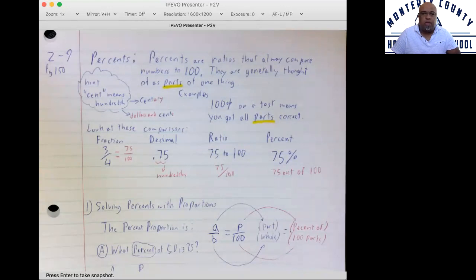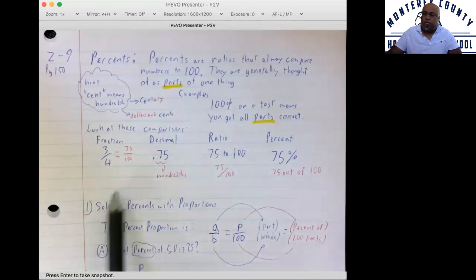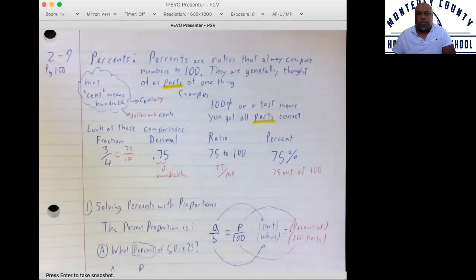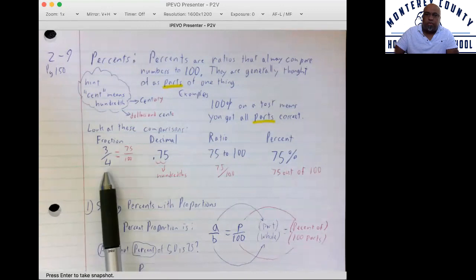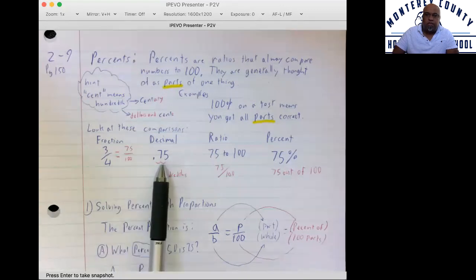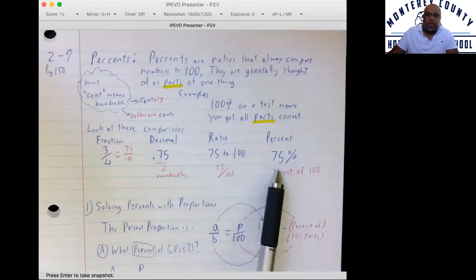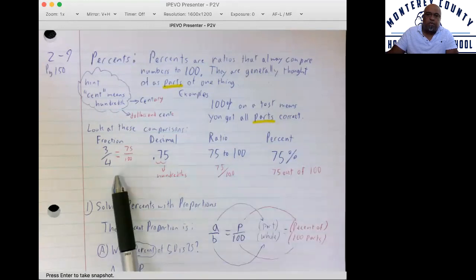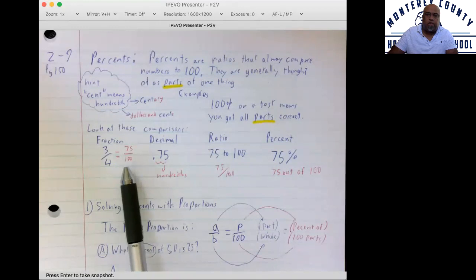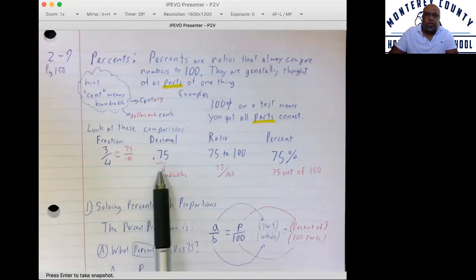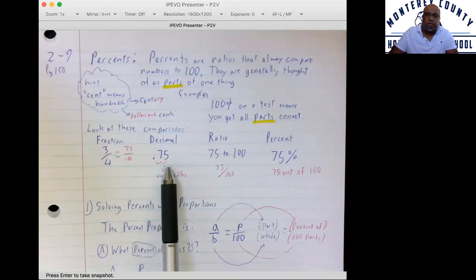Now, let's look at some comparisons just so you can get an idea of how percents work. I wrote down 4 different numbers, and all of them represent the same amount: the fraction 3/4, the decimal 75 hundredths, the ratio 75 to 100, and the percent 75%. The fraction 3/4 can be increased to 75 over 100. Just multiply each part by 25 and you get the equivalent fraction, 75 over 100. The decimal, 75 hundredths, means 75 with the last digit ending up in the hundredths spot.